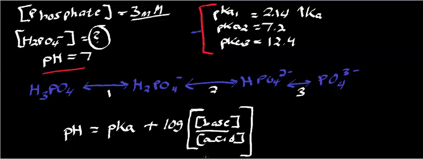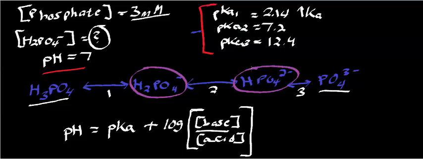Because if we're at pH 7, it's very unlikely that we're going to have this phosphate, and it's very unlikely that we're going to have phosphoric acid. The two most predominant species at pH 7, let me do this in purple, are going to be diprotic phosphate and monoprotic phosphate, because the pH that we're dealing with is closest to that pKa.